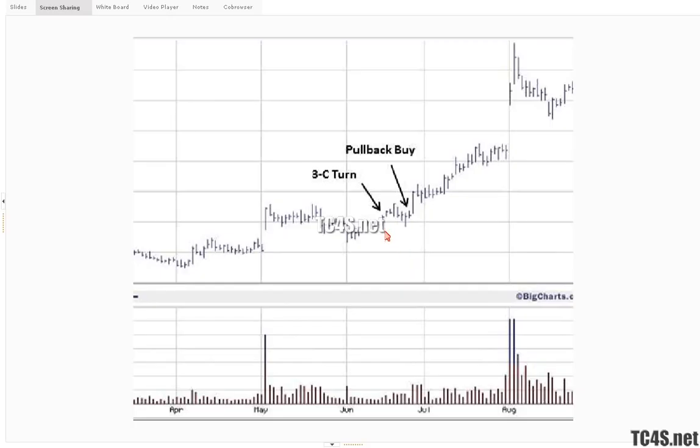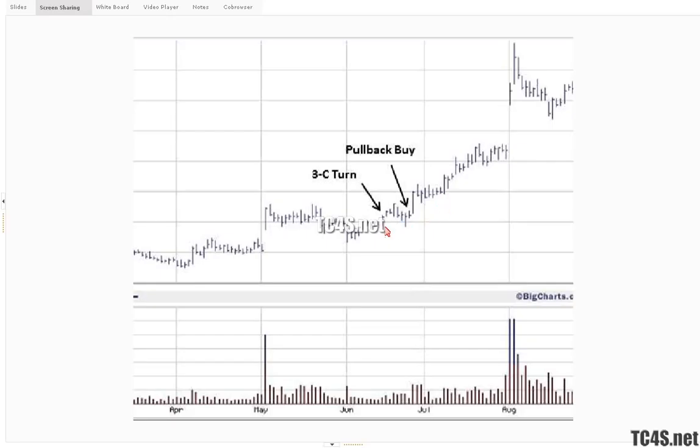So you bought a quarter of your position here. Then you got the pullback buys. It turns up from there. You buy another quarter and it runs up and it forms this pivot and breaks out from there. And now you add your remaining half. And now you've actually built your position from this point down to here.